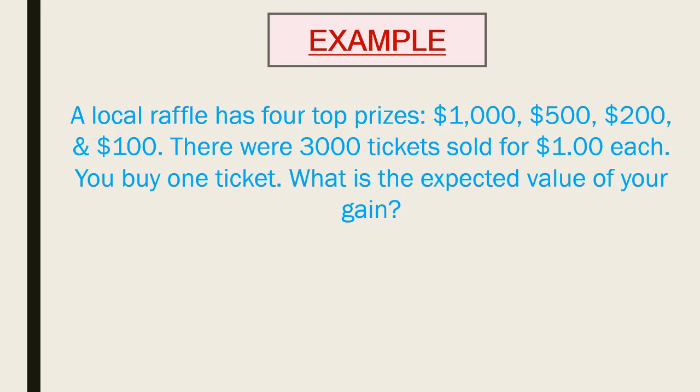We have a local raffle. There's 4 top prizes. $1,000, $500, $200, and $100. There were only 3,000 tickets sold here, and they were only $1 each. You buy 1 ticket. What is the expected value of your gain? So I know it says example at the top. It should say practice problem. So work this out and go ahead and pause the video. And when you're ready to resume and find out the answer, then just hit play.